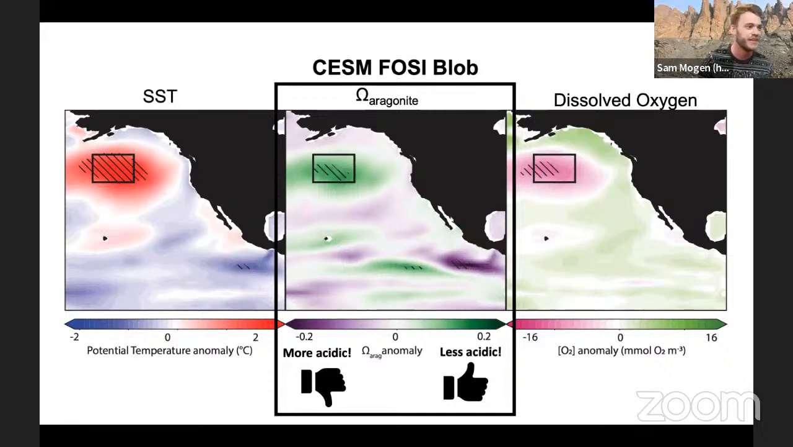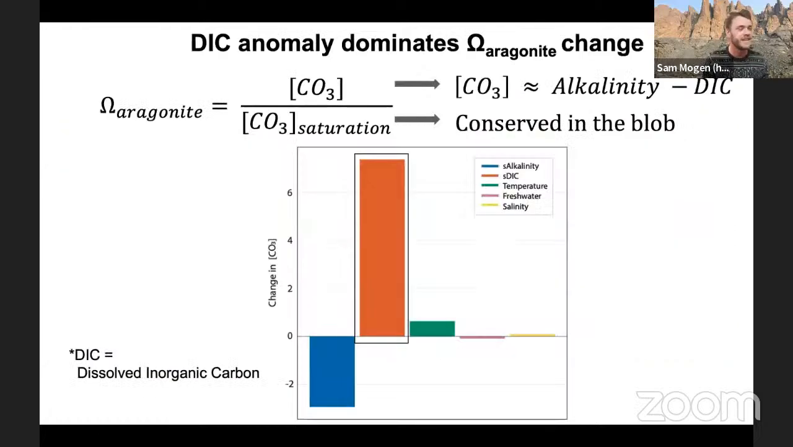at least temporarily. And we're going to start by breaking down what omega aragonite really represents. So omega aragonite is just the dissolved carbonate over carbonate at saturation. So it's the saturation state of carbonate, the aragonite form. CO3 at saturation is not really going to change. It's going to be relatively conserved in the Blob since it's such a rapid event. This value would not change, but we would expect the CO3 to change.